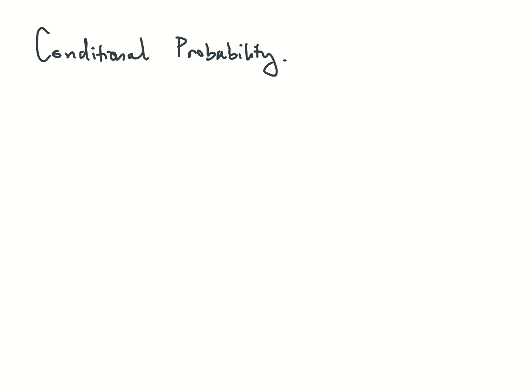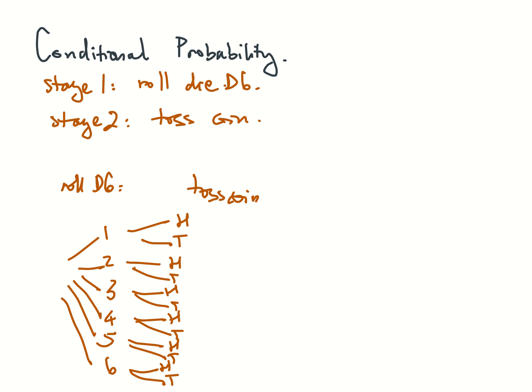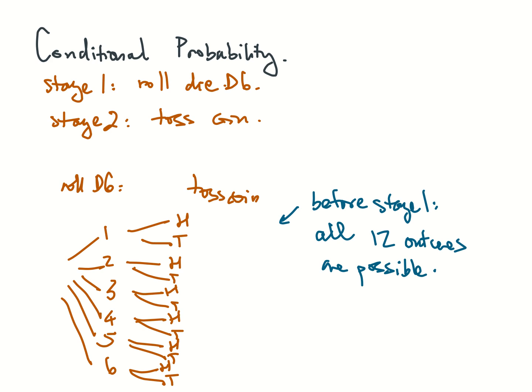Conditional probability. In a multi-stage experiment, each stage can reveal more information about the world and thus changes our probability function. In this example, I first roll a die and then toss a coin. Before I roll the die, all 12 outcomes are possible.